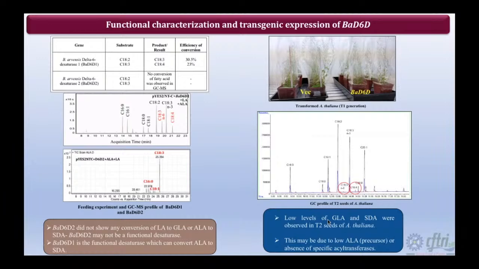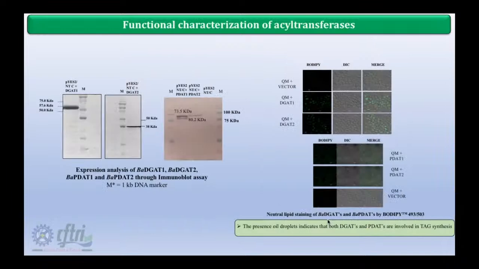We went ahead and characterized the acyltransferases which are required for enriching the TAG pool. We characterized DGAT1, DGAT2, PDAT1, and PDAT2. All these were cloned into the pYES2 NTC vector, and then an immunoblot assay was performed. The presence of the 57.6 kilodalton band confirms the expression of DGAT1, and 38 kilodaltons confirms the presence of DGAT2. 73.5 and 80.2 kilodaltons confirm the presence of PDAT1 and PDAT2.